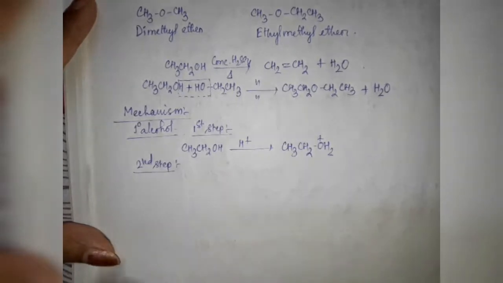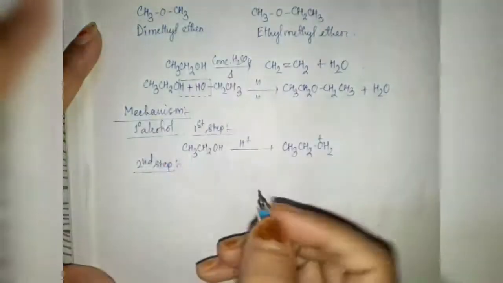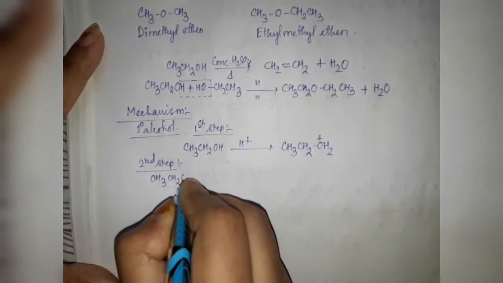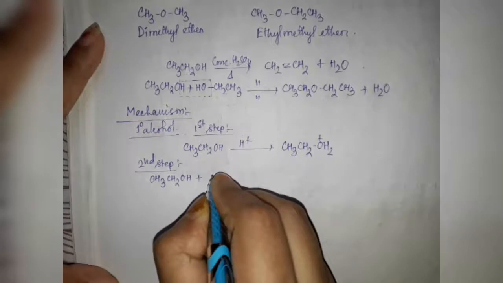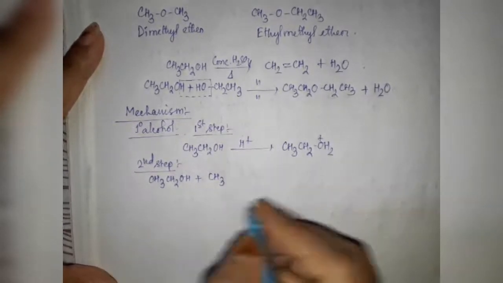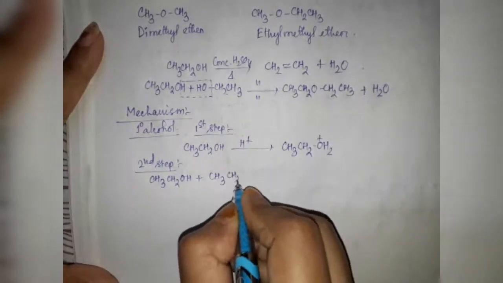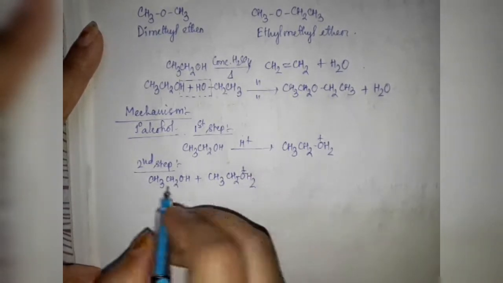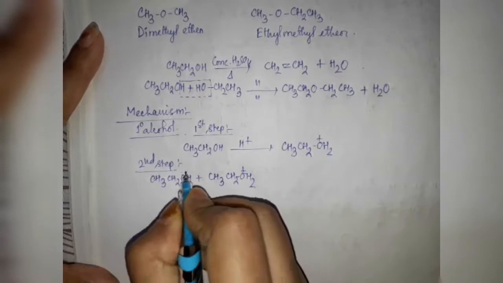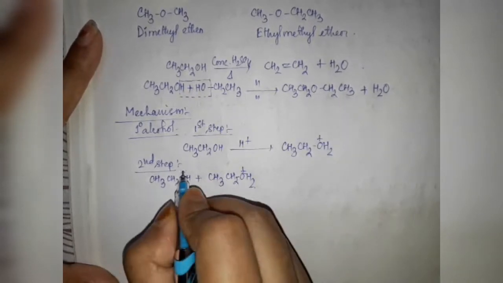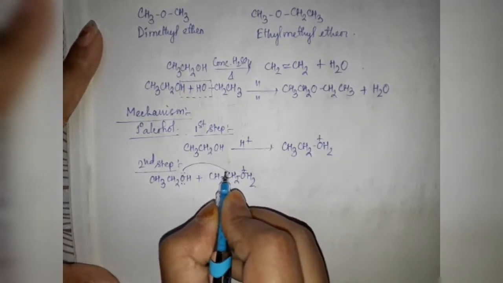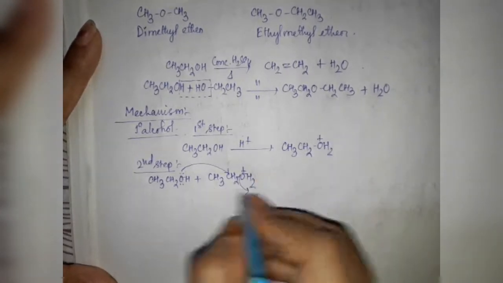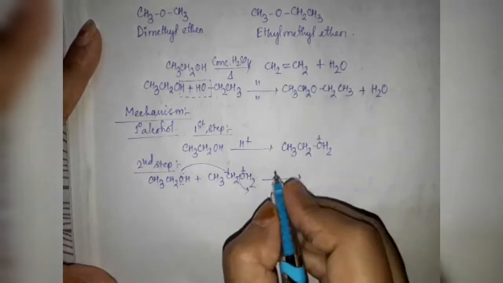So excess alcohol we have used, so another alcohol molecule which is present in medium will react with this protonated alcohol and act as a nucleophile. Okay, with the lone pairs of electrons present on oxygen atom, it can act as a nucleophile and it will attack this carbon atom, and as a result OH2 plus will be liberated as a leaving group.